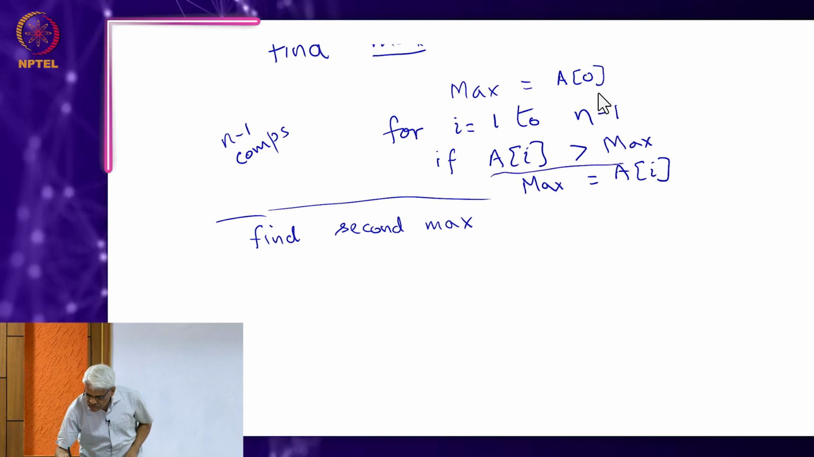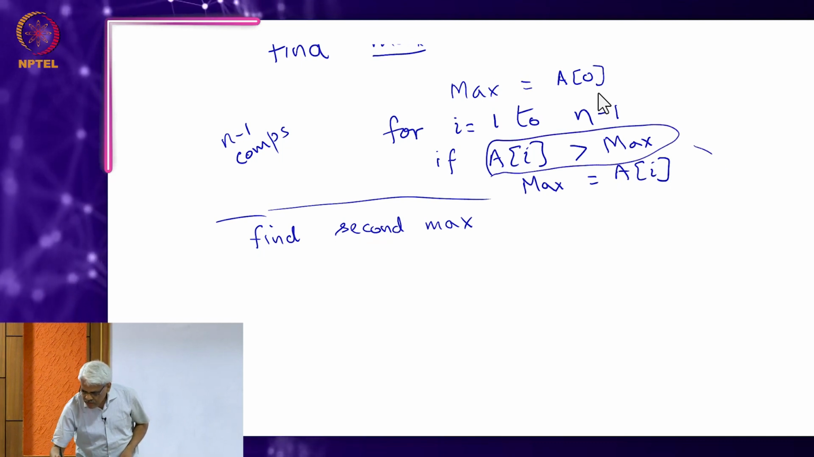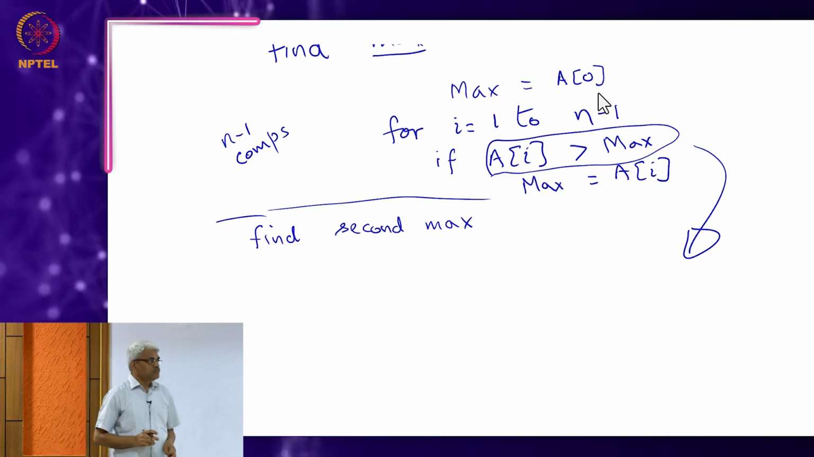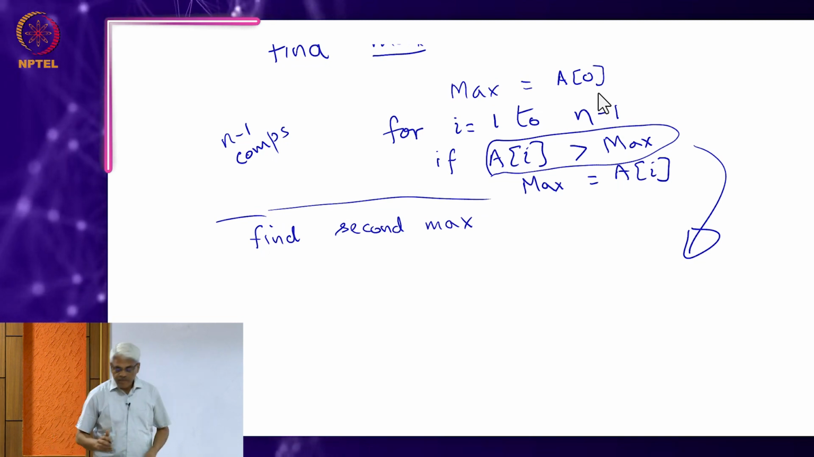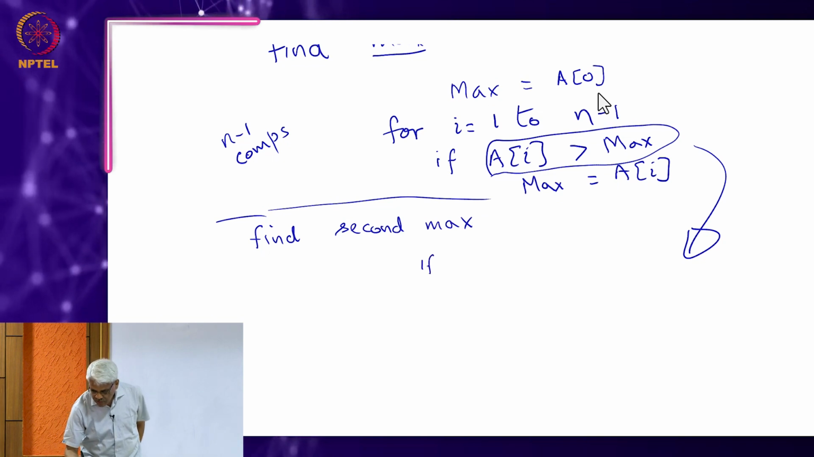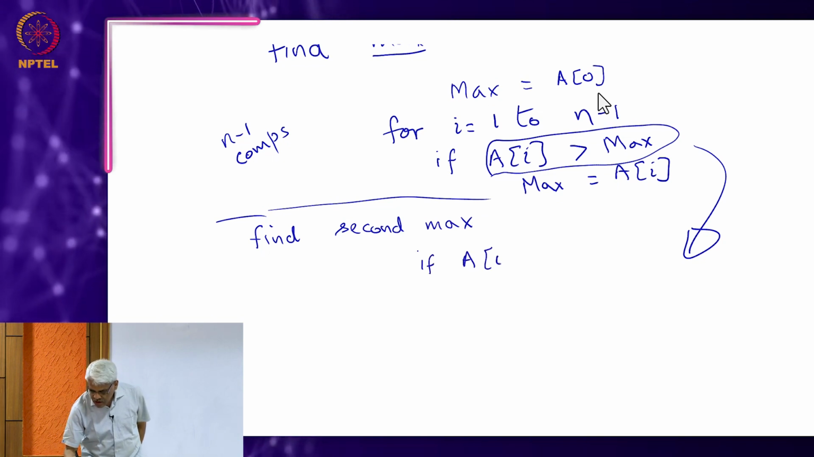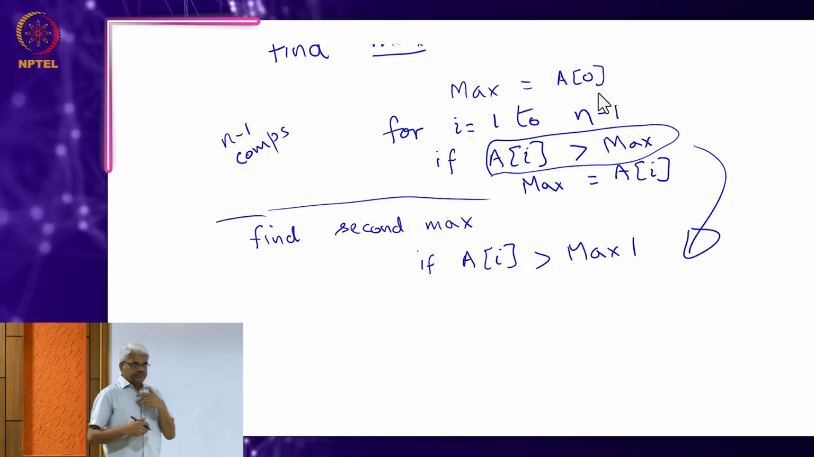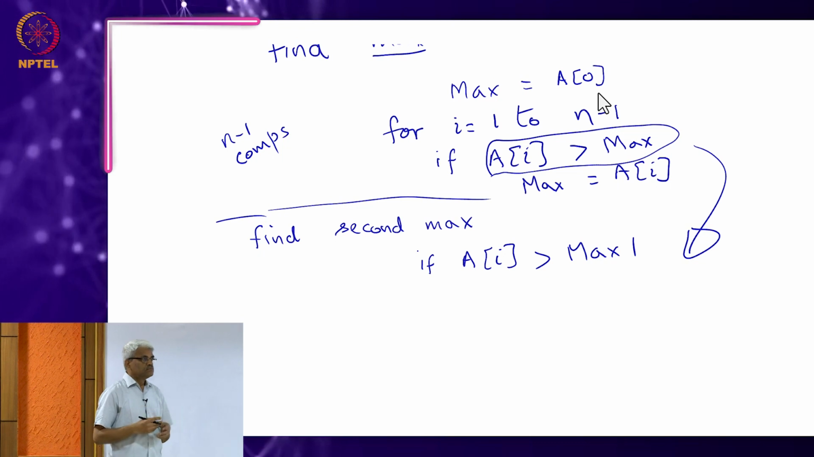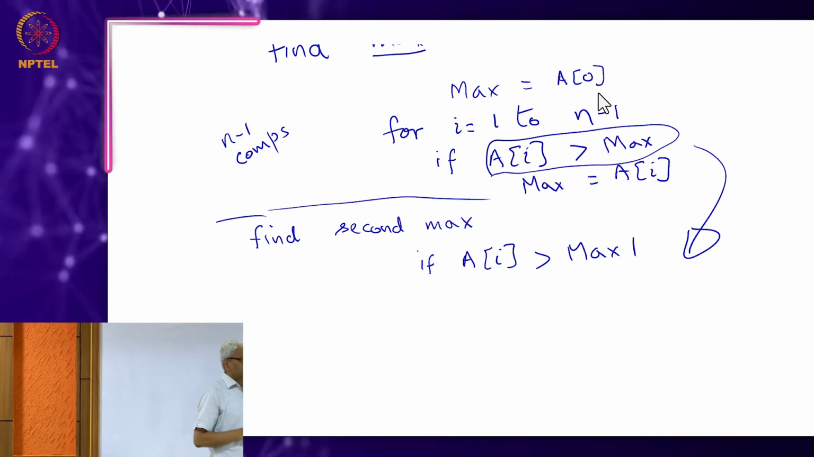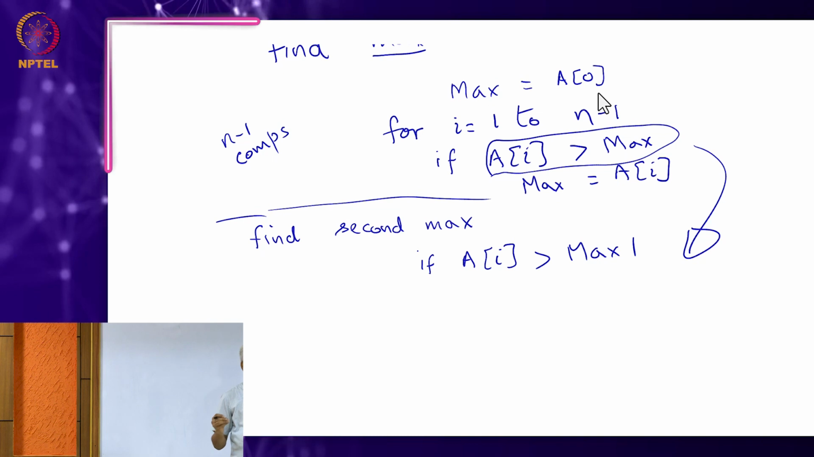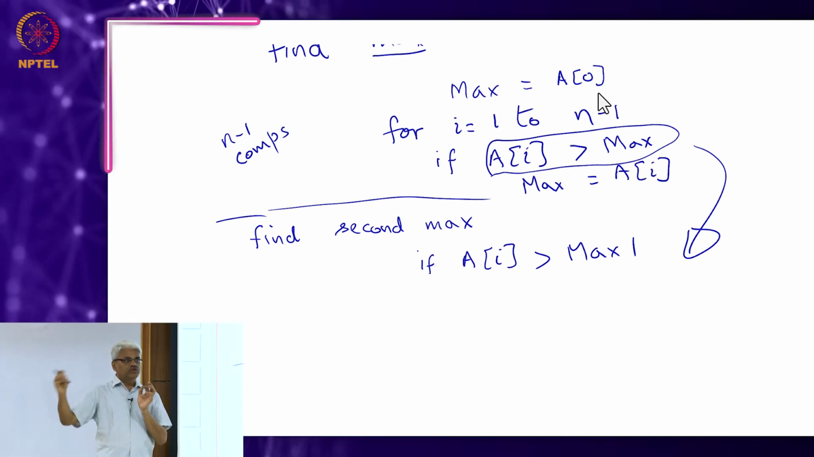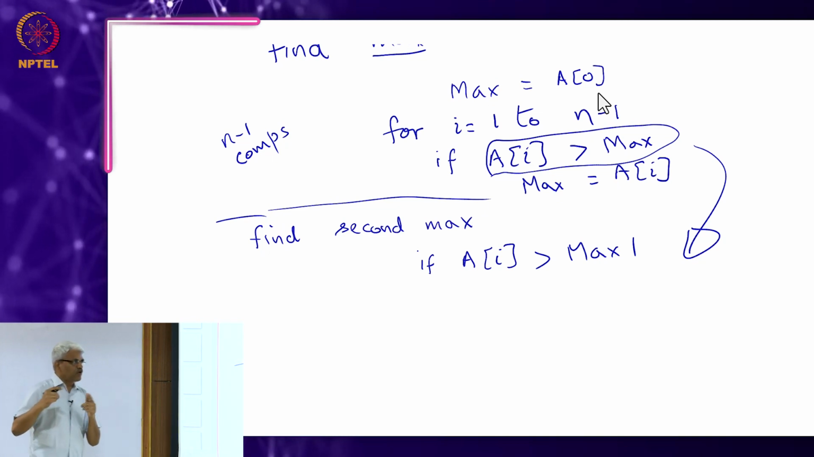So now you have two variables, right? So this one will be replaced by, what do you do? If a i is greater than max 1, do something. Exactly. If a i is bigger than max 1, then this a i occupies the max 1 position and max 2 would move to max 1. Okay. So that's something you have to do.